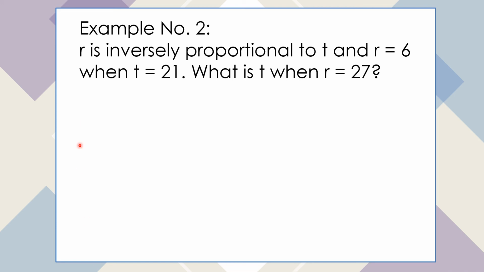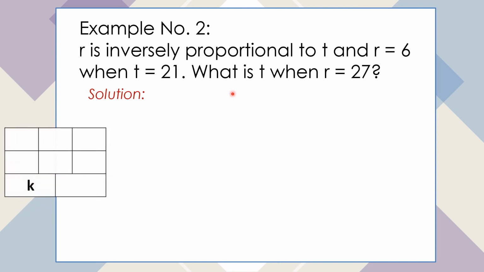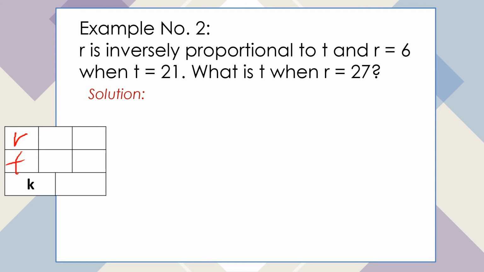If R is inversely proportional to T and R is equal to 6 when T is equal to 21, what is T when R equals 27? Okay, unang gagawin, ilagay ang given. Ito yung R, ito yung T. So, ang R daw natin is 6 when T is 21. Then, what is the value of T when R is 27?